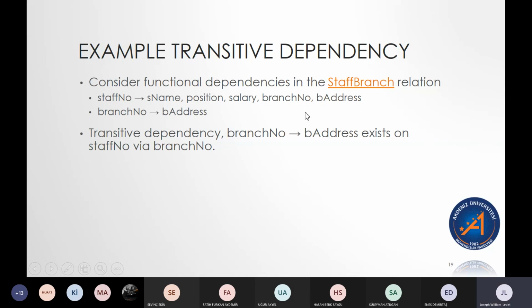We don't really need to state that branch address is determined by staff number. We don't really need to say that branch address is functionally dependent on staff number, because it's dependent on another column in our list here.